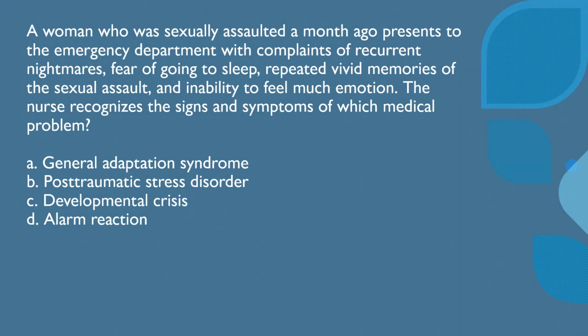A woman who was sexually assaulted a month ago presents to the emergency department with complaints of recurrent nightmares, fear of going to sleep, repeated vivid memories of the sexual assault, and inability to feel much emotion. The nurse recognizes the signs and symptoms of which medical problem? A. General adaptation syndrome. B. Post-traumatic stress disorder. C. Developmental crisis. D. Alarm reaction.